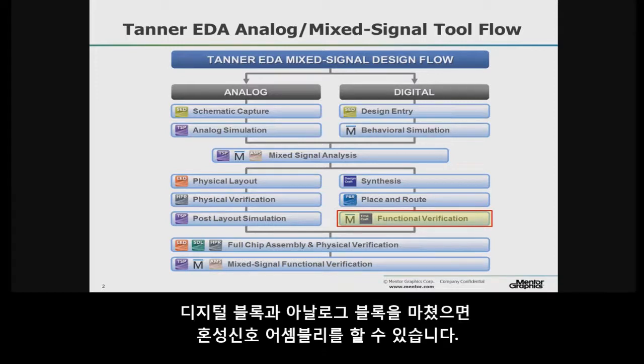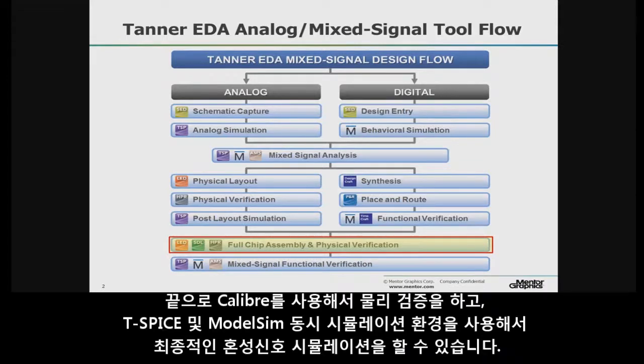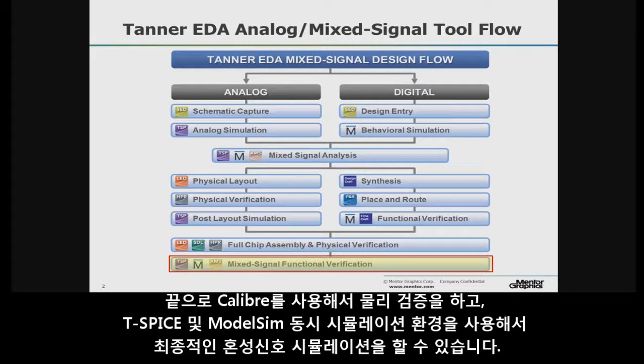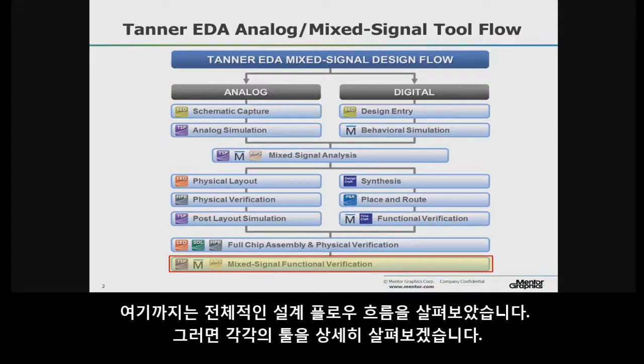Once the digital block and the analog block have been completed, we proceed to mixed signal assembly, so put down your digital block, your pad frame, your analog blocks, and route them together using our chip assembly auto router. And finally use Calibre or Hyper Verify to do the physical verification and do a final mixed signal simulation using our T-Spice and ModelSim co-simulation environment. So that's the design flow in a nutshell. Let's have a look at the tools.